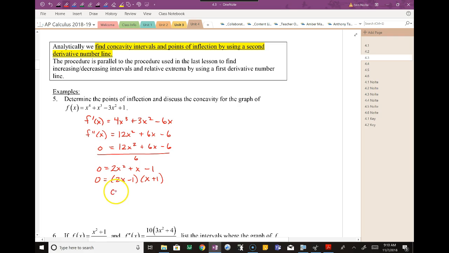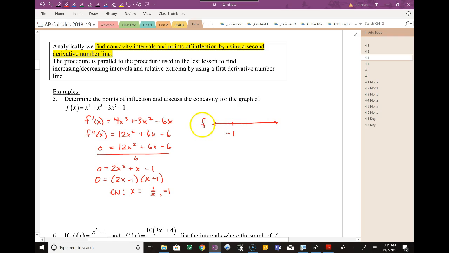Okay, so my critical values are where? Negative 1/2 and negative 1. Or positive 1/2. Excuse me. What am I thinking? Thank you. Doing the easy stuff wrong. That's not good. Alright, so I'm going to do my number line test.